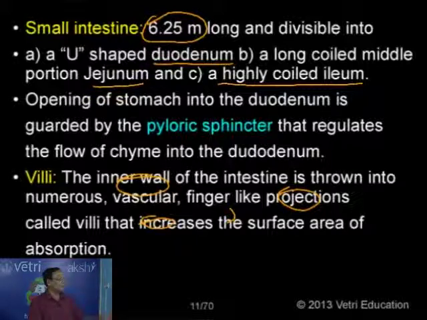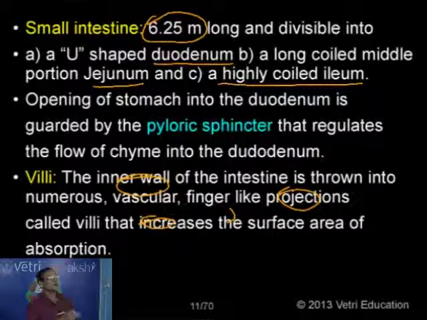At the opening of the stomach into the duodenum, another sphincter muscle is present at the junction of the pyloric stomach, the narrow part of the stomach, and the duodenum. That region is called the pylorus, a constricted region. There you have another sphincter muscle, as in the case of the junction of the esophagus and stomach. Here it is called the pyloric sphincter, as it is located in the pylorus region, namely the pyloric stomach.